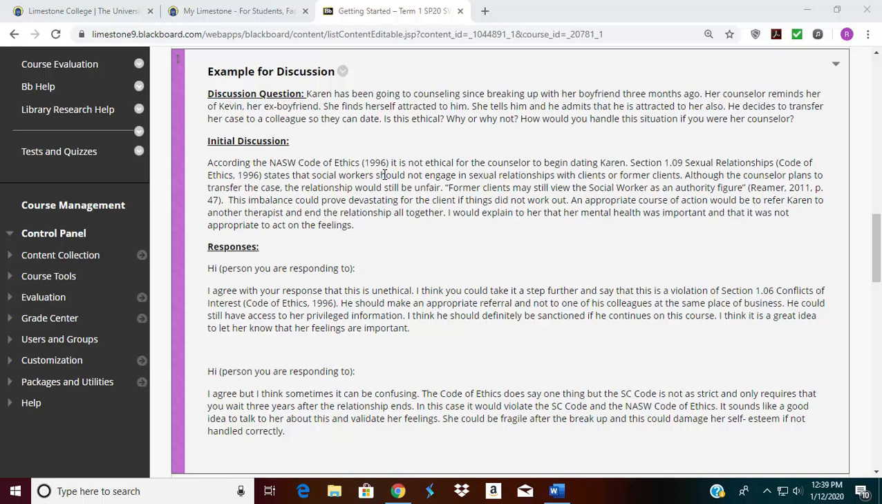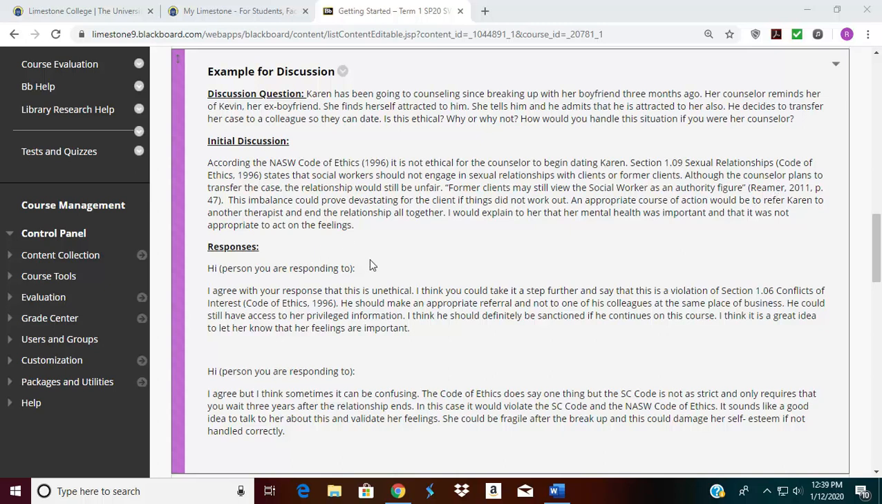So this person not only provided me with one reference to the Code of Ethics, they also talked about Reamer, which deals with ethical responsibilities regarding former clients. So this person gave me two references to support that.